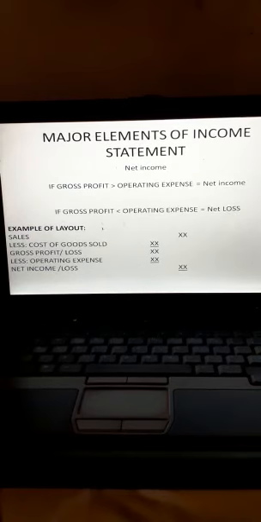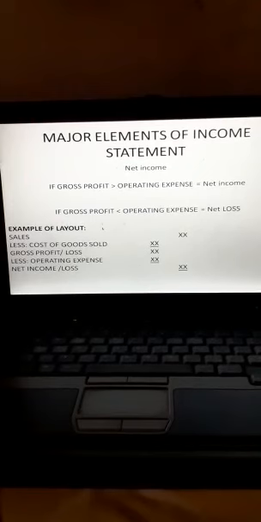When we have more expenditures than our revenues, so we get loss and we suffer loss, and if we have a gross profit greater than operating expenses, then we get net income.